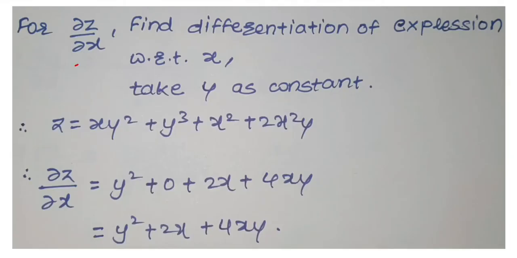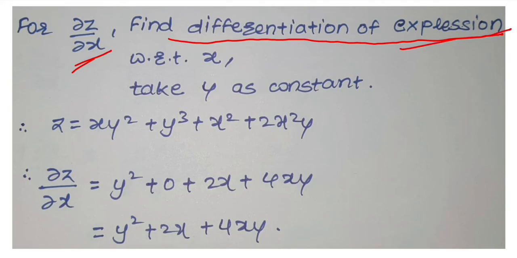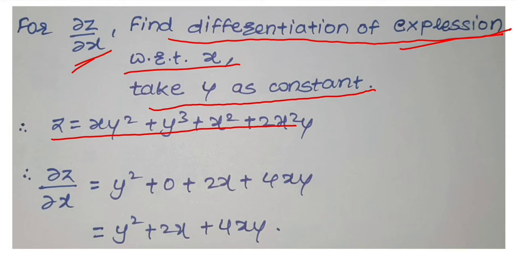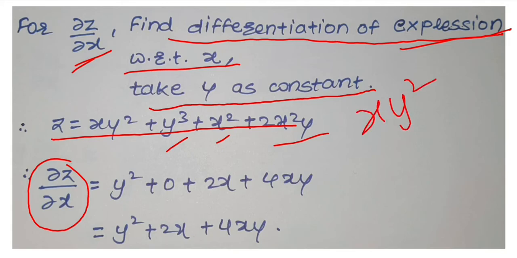So for delta z upon delta x, we find the differentiation of the given expression with respect to x and take y as a constant. So this is our expression, z equal to xy square plus y cube plus x square plus 2x square y. Partially differentiating z, we get delta z upon delta x. For xy square, y is a constant term, so differentiation of x with respect to x is 1, so we only get y square.